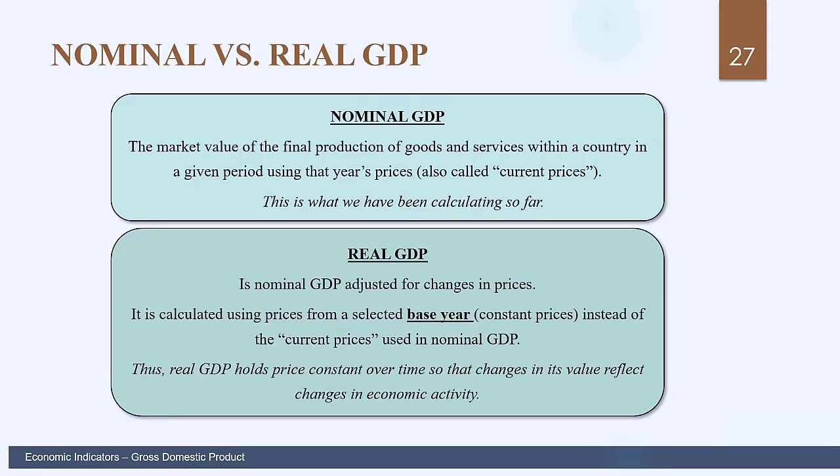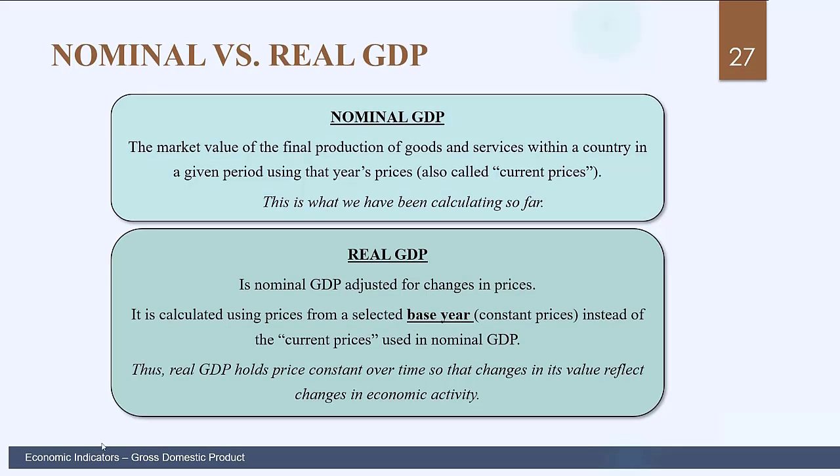Thus, as a result, real GDP holds prices constant over time so that changes in its value will reflect changes in economic activity. So if you think about a series of real GDP figures, the differences in those figures will reflect only quantity changes, not changes in price. And so it will accurately reflect changes in economic activity.